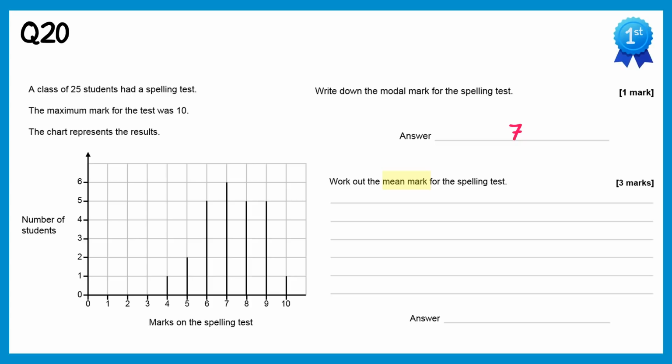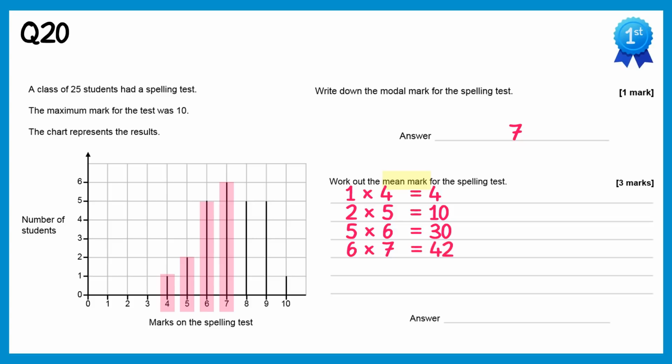So if we look first of all at the first line, this is 4 marks and 1 person scored it. So we do 1 times 4, which gets you 4 marks altogether. If we look at the next bar, this is 5 marks and 2 people scored this. So there were 2 times 5, which is 10 marks altogether. If we look at the next one, this is 6 marks, but 5 people got it. So 5 times 6 is 30. And then 7 marks with 6 people is 6 times 7, 42.